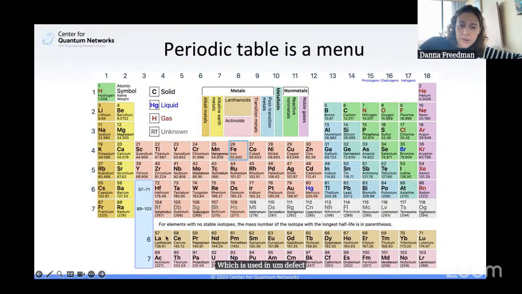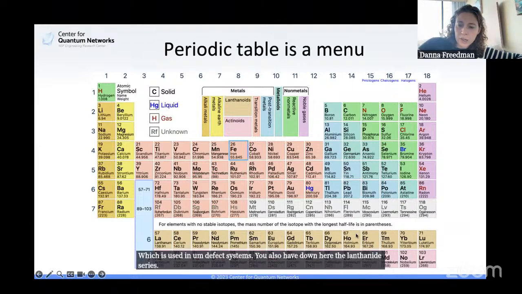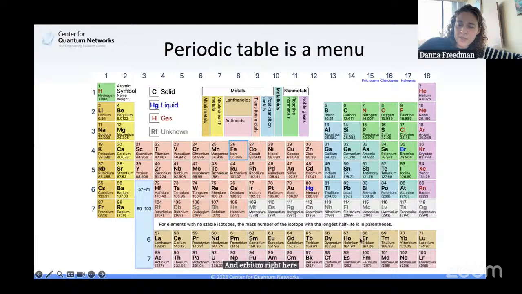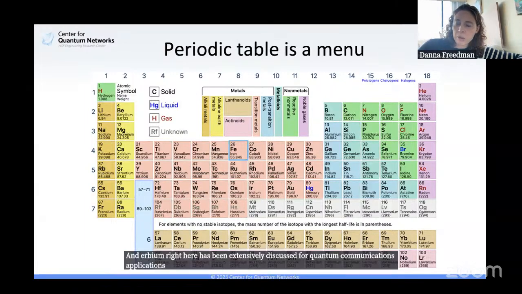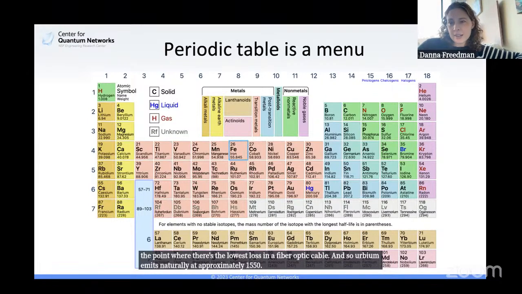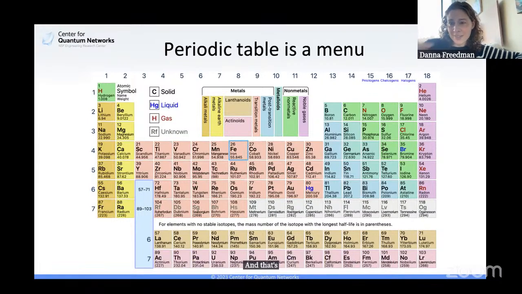You also have down here the lanthanide series, and erbium right here has been extensively discussed for quantum communications applications because erbium emits nearly perfectly into the telecom band, into the point where there's the lowest loss in a fiber optic cable. And so erbium emits naturally at approximately 1550. And that's a really nice advantage.